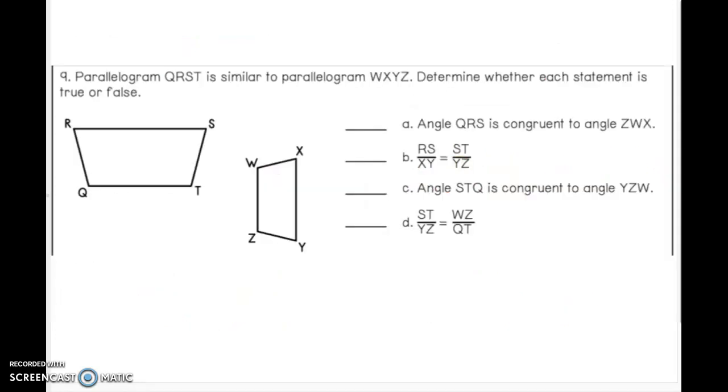And in number 9, let's look and see. Angle QRS is congruent to angle ZWX. So if you were to flip that and put it on it, or turn it, it is not. It is false. It would end up on this one right here. RS is the same as XY. Those are congruent. ST is a side length. YZ is a side length. So that one was false.